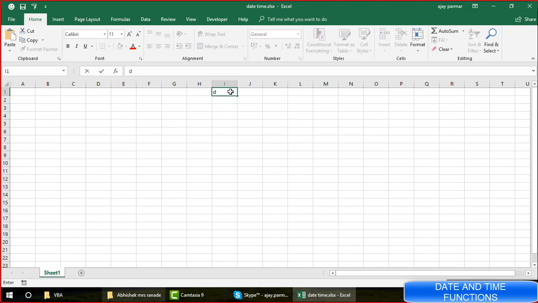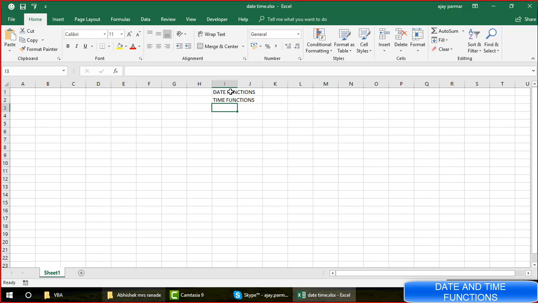So in this lecture, guys, we are going to cover the date functions and time functions, right? Before we do the functions, we need to understand how Excel stores the dates and what is the logic behind doing the calculations with the dates. Suppose you can add the dates, you can subtract the dates. So how does it actually happen, okay?